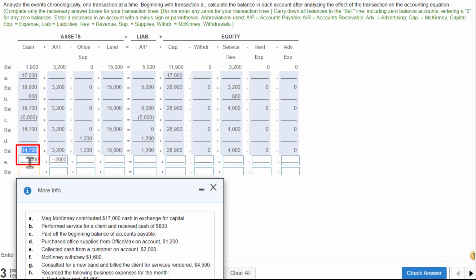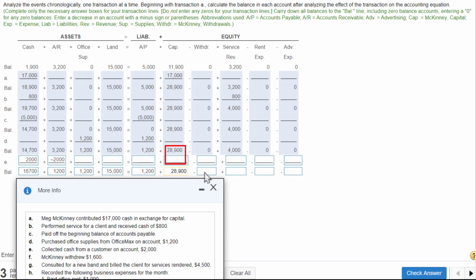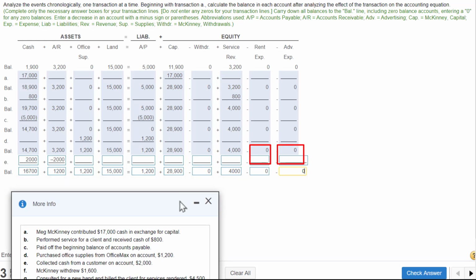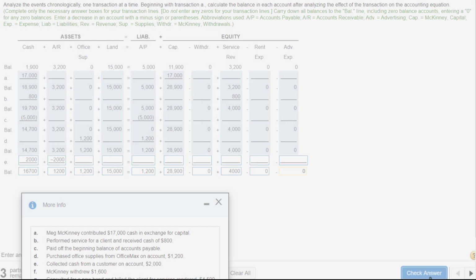Now I need to come up with my new balances. 14,700 plus 2,000 is 16,700. 3,200 minus 2,000 gives us 1,200. Office supplies, coincidentally, we also have 1,200. Land, we've got 15,000. Accounts payable, we've got 1,200. 28,900 capital. Draws are 0. 4,000, 0, 0. Now we can check our answer.